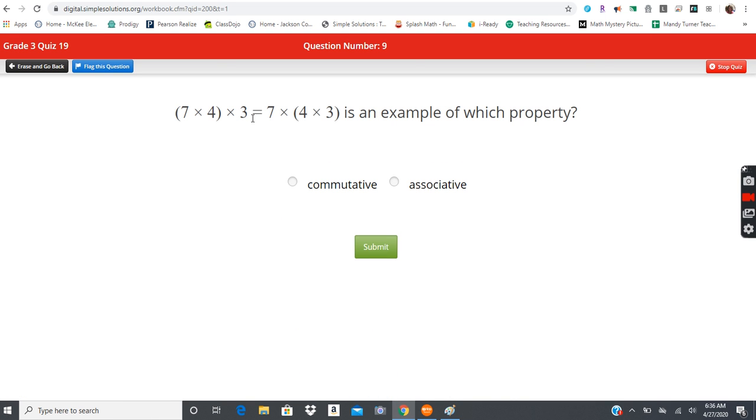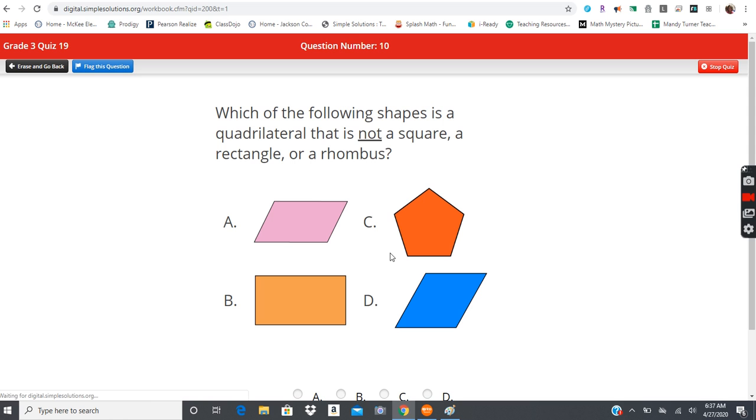7 times 4 times 3 equals 7 times 4 times 3. Well, on this side, they buddied up 7 and 4. And on this side, they buddied up 4 and 3. The commutative property is when I flip-flop them. 7, 4, 3, 7, 4, 3. We didn't do that. But the associative property is when I move those parentheses.